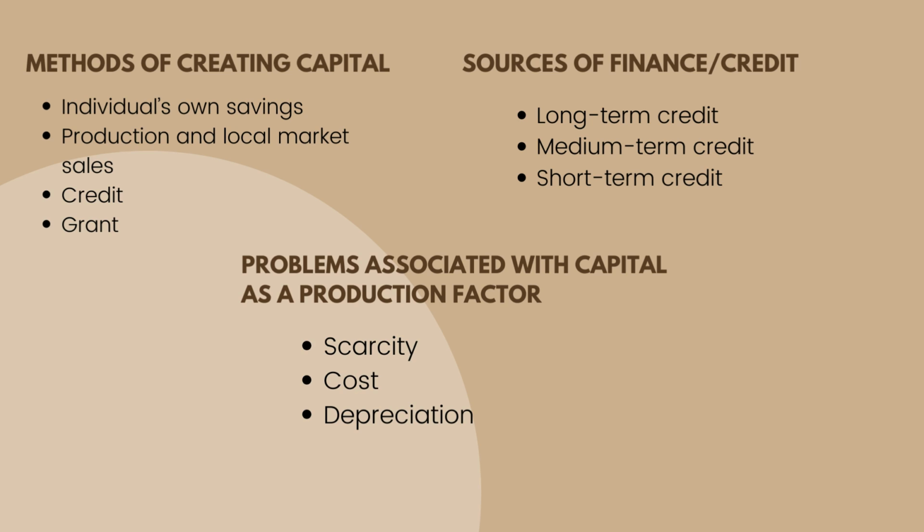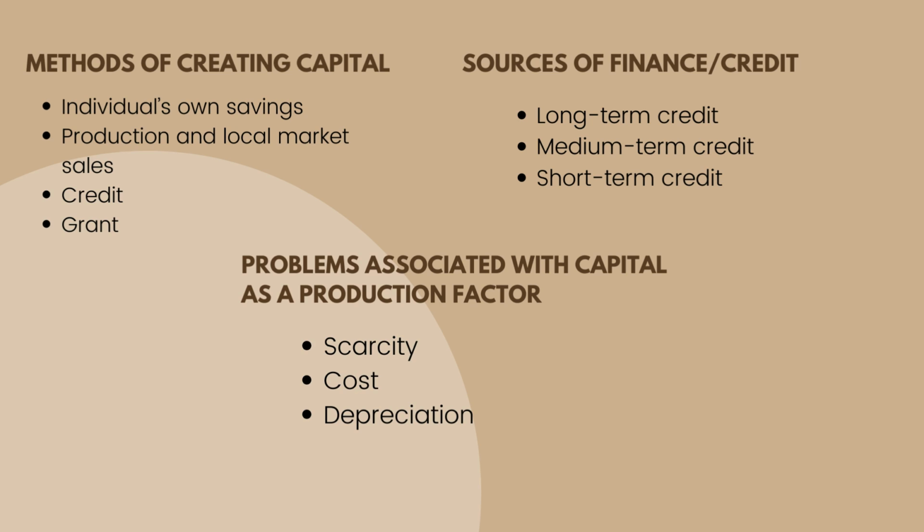Then we can also create capital through credit. Now, when we are talking about credit, this is basically money that is borrowed, right? So, as a farmer, you can get goods or even services before you can pay for them, right? So you can use credit to borrow money from financial institutions.